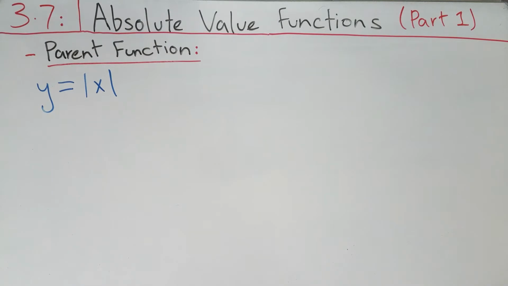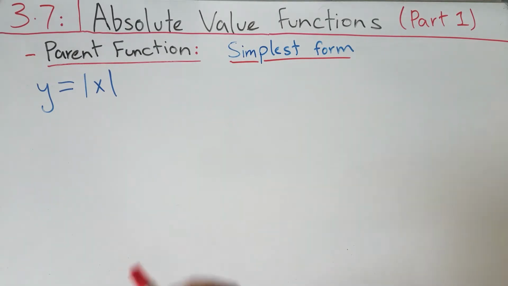But what exactly is a parent function? If you've been looking at my previous videos on linear functions, you'd know that the parent function for any function is the simplest form of a function that you can have. So in this case, when we look at absolute value functions, your simplest form of the function will be y equals the absolute value of x. Now the reason why it's the simplest function is because we're not applying any transformations on it.